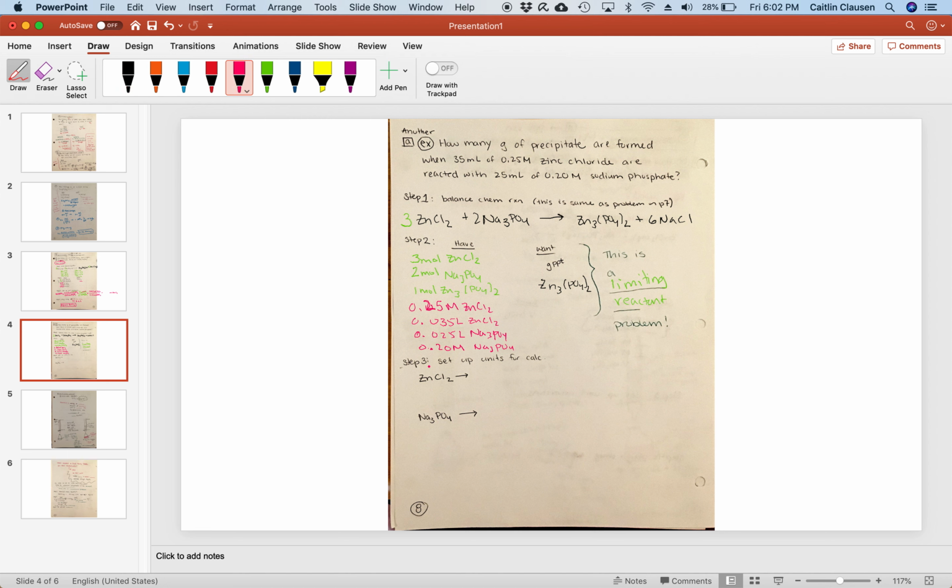Alright, so if we go from what we're given of zinc chloride, we want to get to moles of our zinc phosphate. In order to do that, I need to start with what I have, which is actually liters. So zinc chloride was 0.035 liters. To get from liters to moles, I have to use the molarity, which was 0.25.